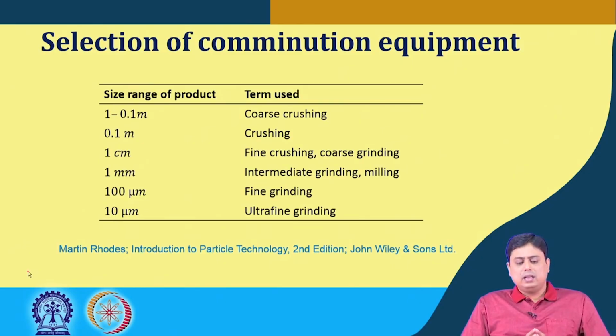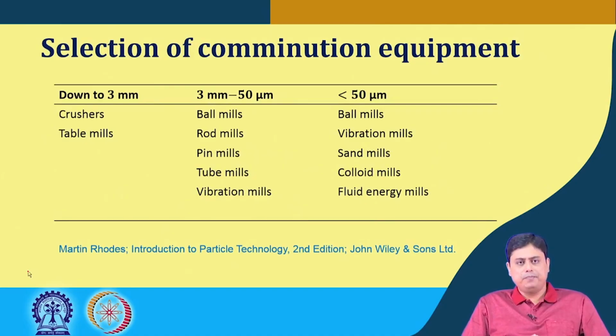So, this summary is essential and you have to keep this terminology in mind. By looking at the equipment name, you can possibly now judge what the size range would be. And now more specifically, if we see this table and look at the names, it would be much clearer that down to 3 millimeter of the size range we typically use crushers or tablemills.